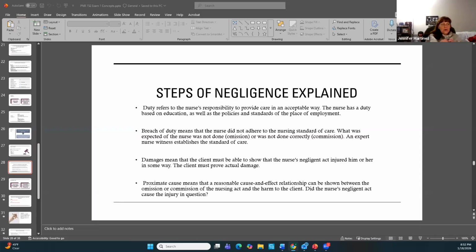So, for example, an act of omission. Let's say you didn't give the client his dose of antibiotic as ordered. That is an act of omission because you just didn't do it, right? An act of commission, or something that was not done correctly: you gave the wrong dose of the antibiotic, or you gave the wrong antibiotic. That was an act of commission.